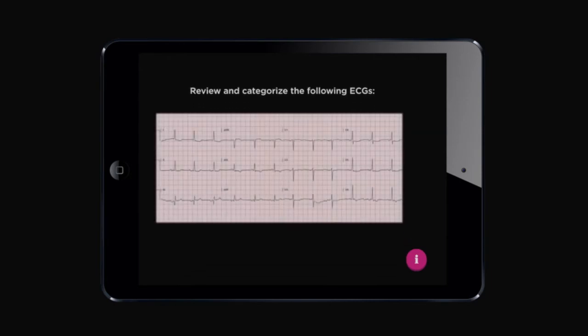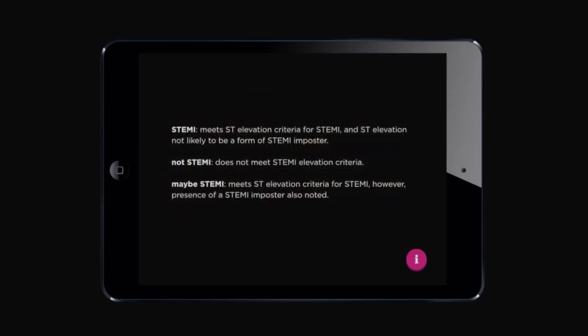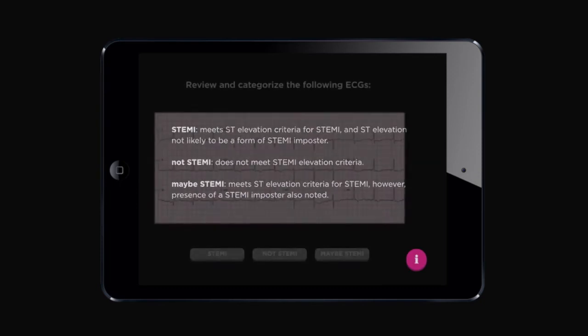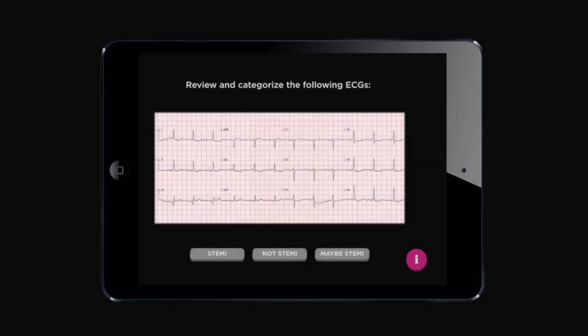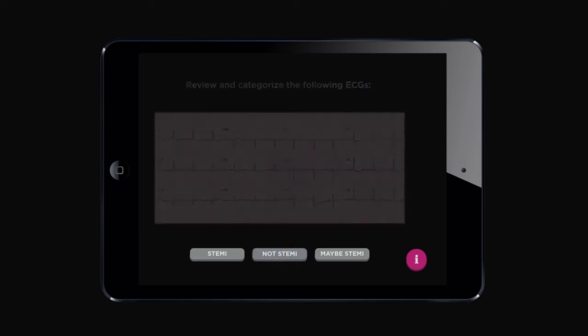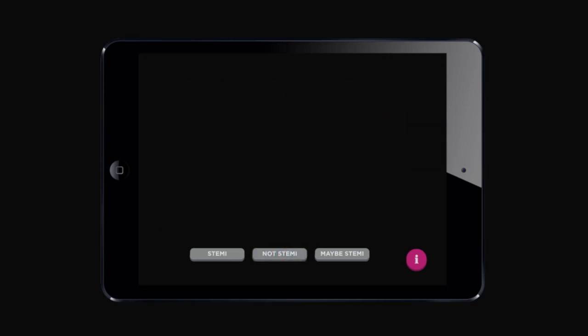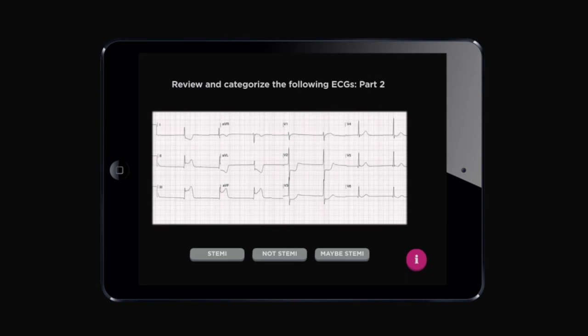One of the major aspects of the assessment is placing ECGs into specific categories based on the likelihood of STEMI. Clicking the Information button provides definitions of the categories. If the ECG does not meet the ST elevation criteria, it would be categorized as not a STEMI. If the ECG meets the ST elevation criteria and the most frequent STEMI imposters can be ruled out, then it would be categorized as STEMI.